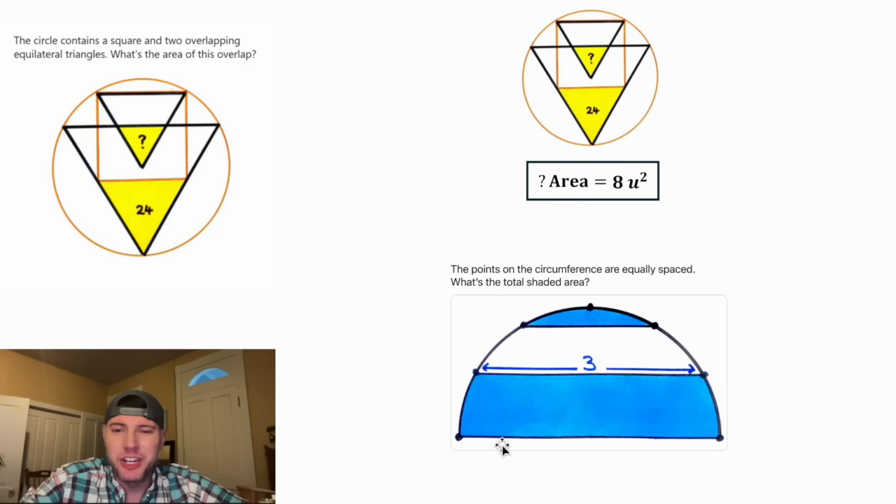And this is the next question. We're given a semicircle where these arcs are congruent. And we're also given that this has a length of 3. And it wants to know what is the total shaded area, the area of these added together. This should be a fun one. How exciting.